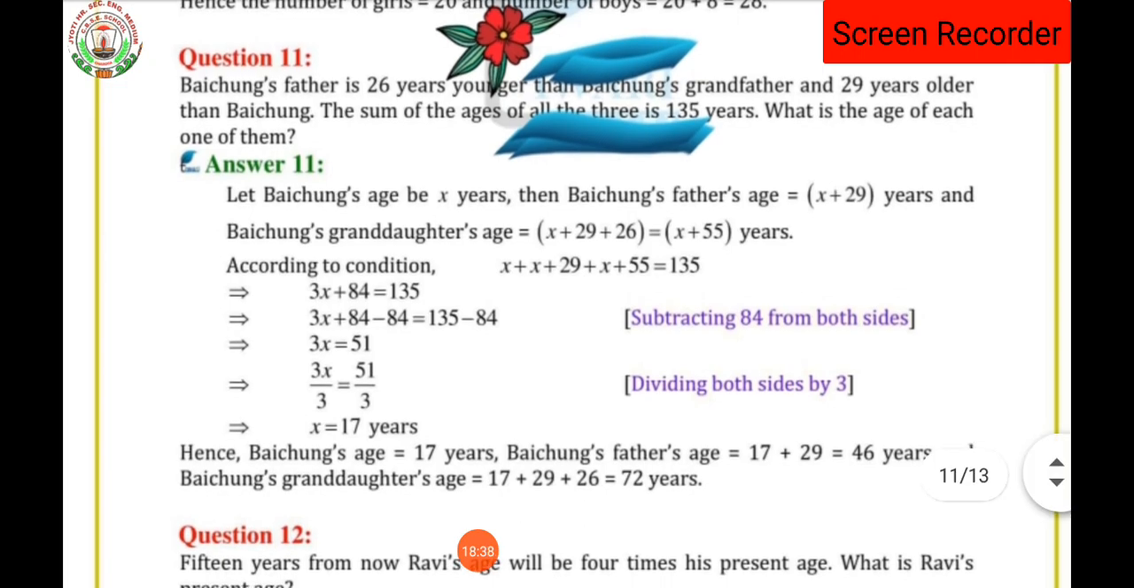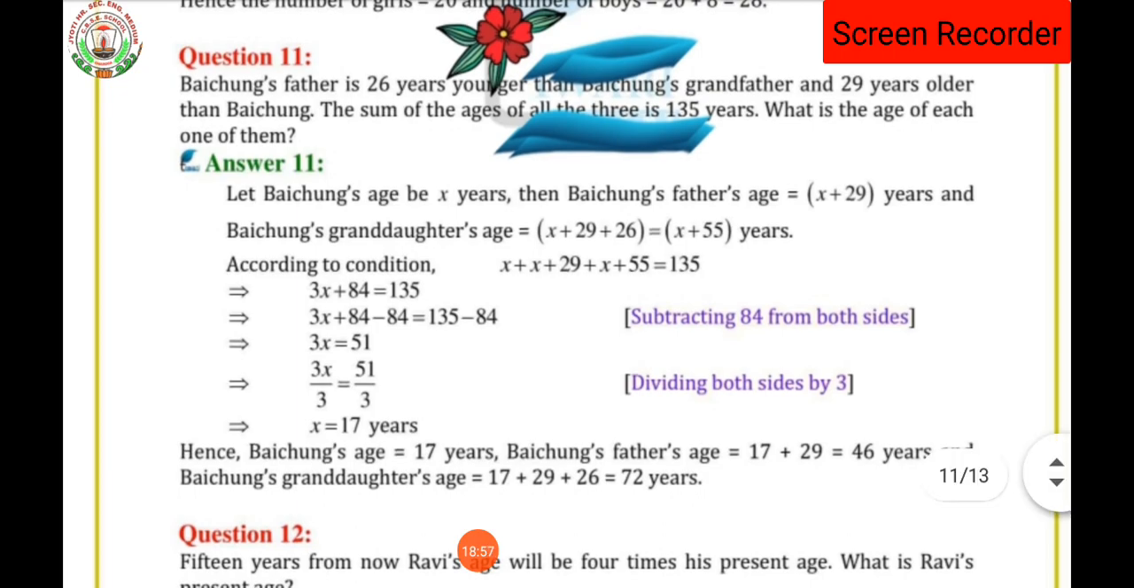Now next question, question number 11 we are having. Here in this question it is, Baichung's father is 26 years younger than Baichung's grandfather and 29 years older than Baichung. The sum of the ages of all these three is 135 years. What is the age of each of them? Here we are talking about Baichung, whose father's age, grandfather's age and his own age we have to find out.